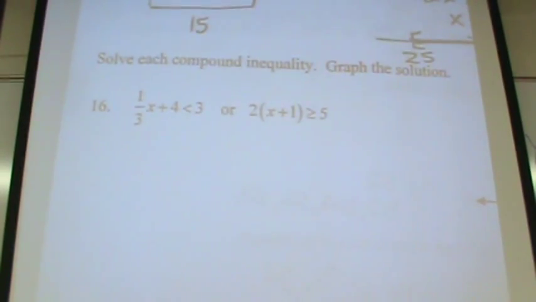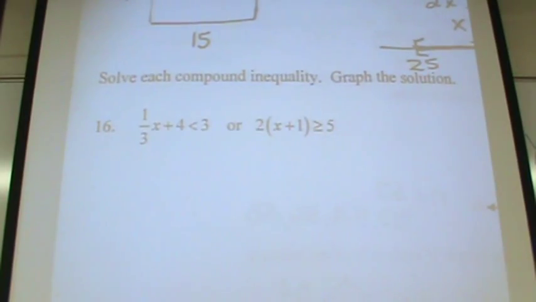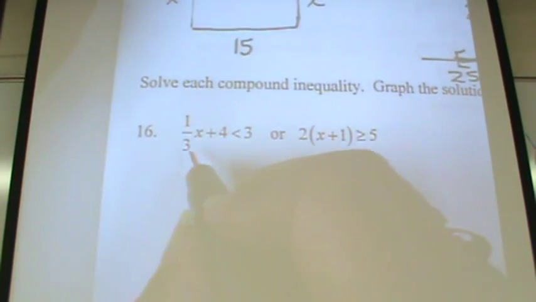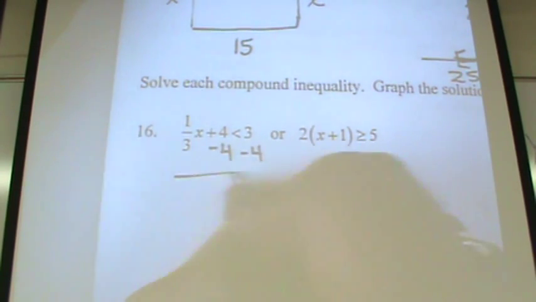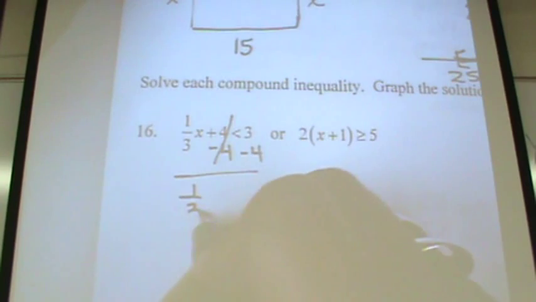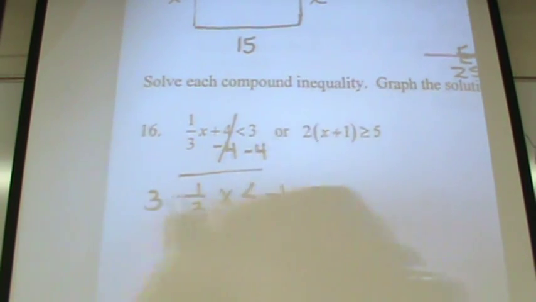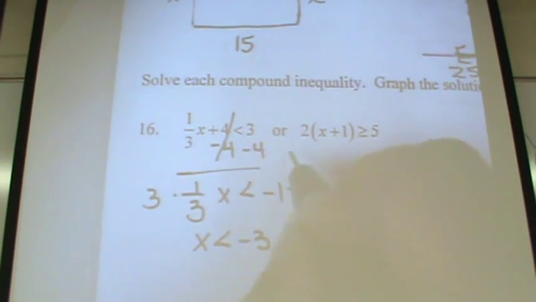Number 16, this one is an OR problem. You do these separately and then graph both of them on the same number line. So when I have a fraction, I like to get rid of this denominator. I'm going to multiply. Actually, you could just subtract 4 on this one. This is an easy one. Subtract 4, you get 1/3 x is less than -1. Then multiply this by 3 and this by 3. So x is less than -3. Don't forget to bring the word or down.